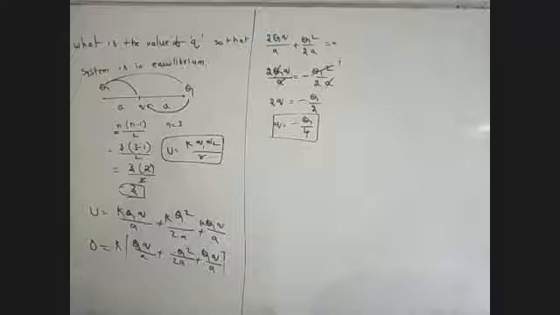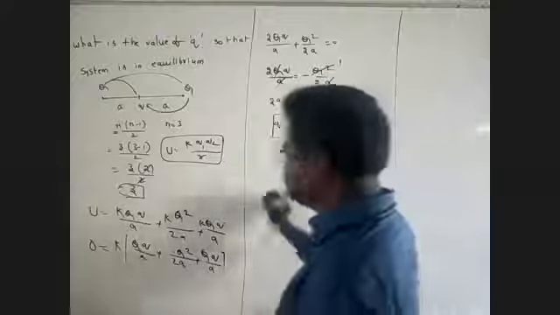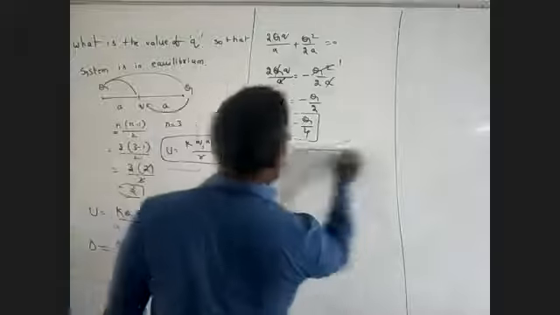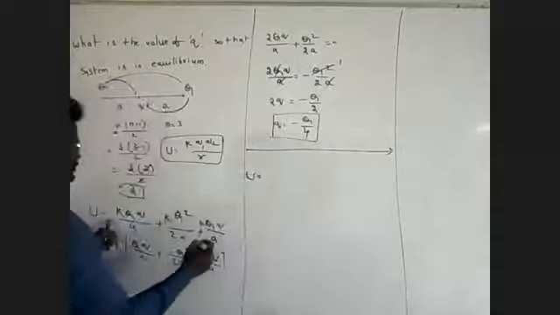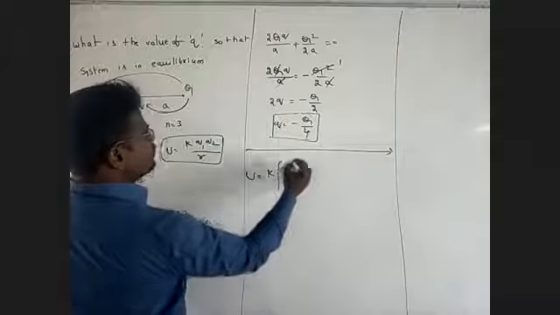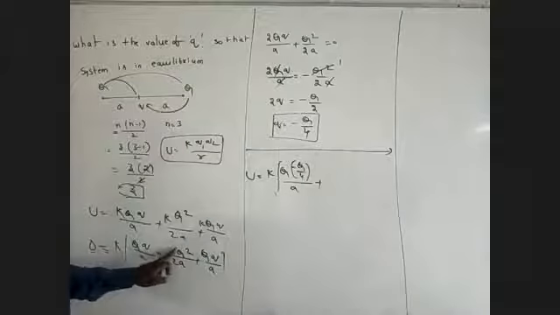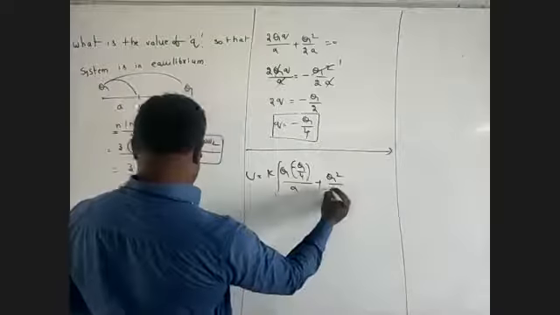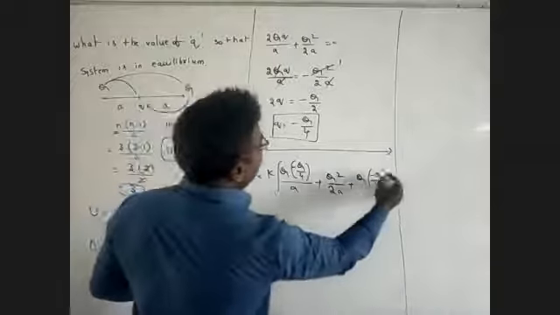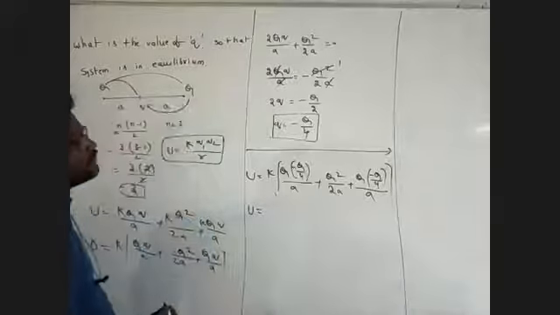Okay, so we have to check it. How can we check? We take the equation U is equal to K into capital Q, small q means minus Q by 4, by A, plus Q square by 2A, plus Q, small q means minus Q by 4, by A.